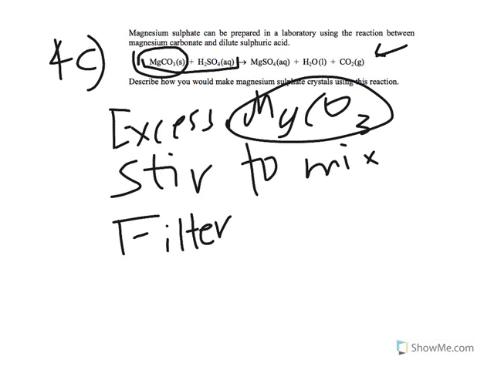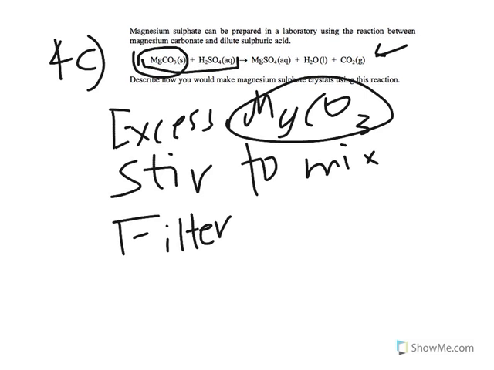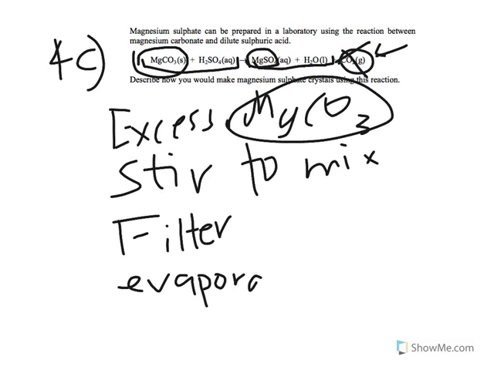And what that solution will be is basically MgSO4 and H2O because the carbon dioxide gas will escape. Okay, so what you'll have in that solution is MgSO4 and H2O. So you have this solution of MgSO4 and H2O, but you want the MgSO4 crystals. So you need to get rid of the H2O. So the only way to do that is to just evaporate that solution, right? Because we want to get rid of the H2O. So by evaporating, all of this H2O will go away.